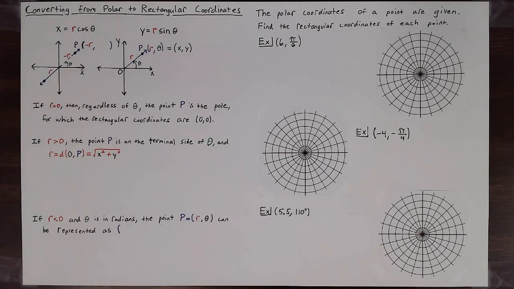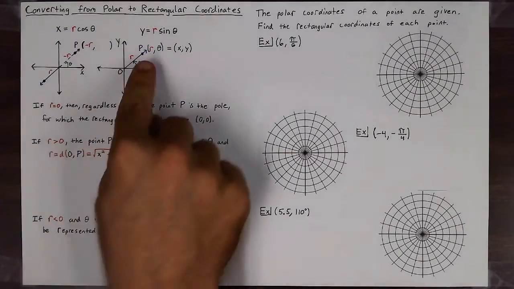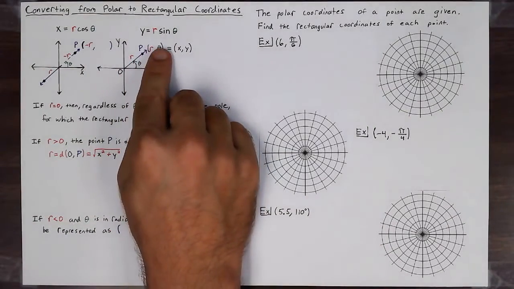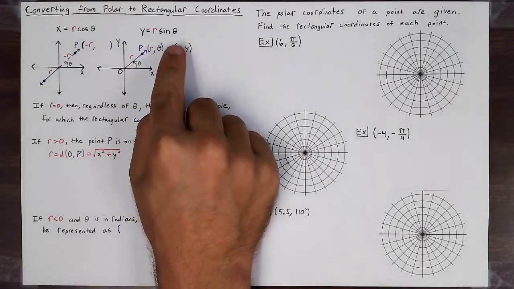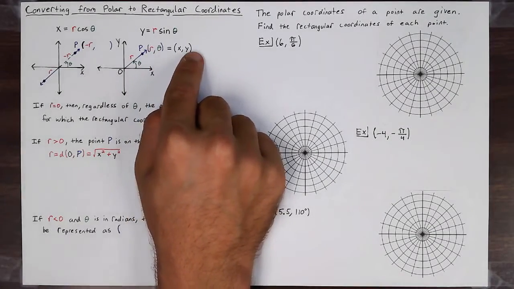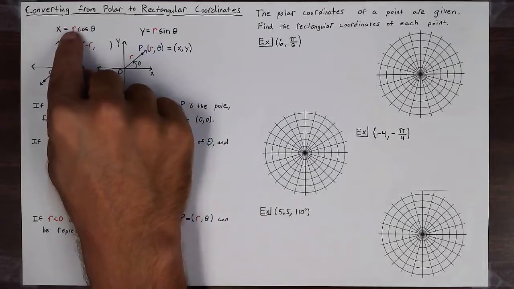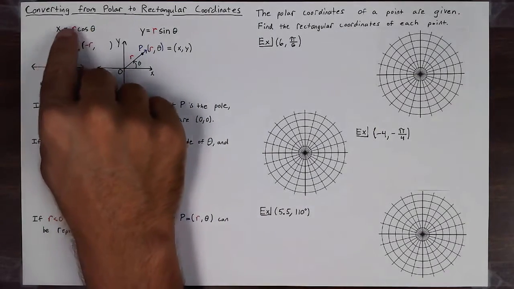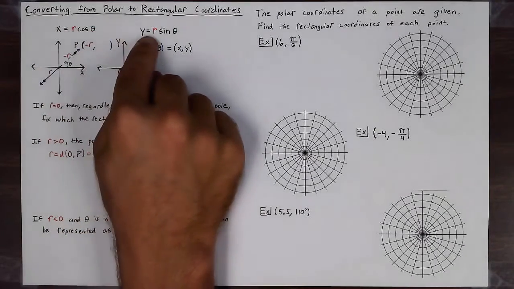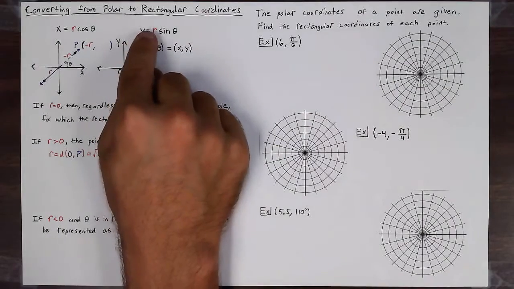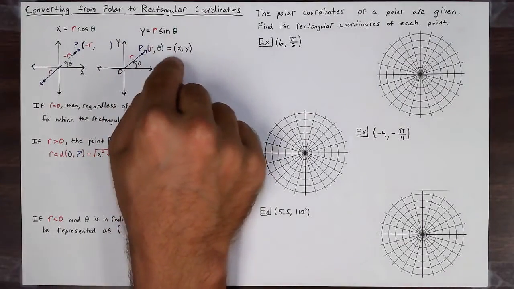In this video, we're going to learn how to convert from polar to rectangular coordinates. So, if we were given a point (r, theta), it can equal a particular point (x, y) by plugging r and theta into this formula for x, which is r cosine of theta, and r and theta into this formula for y, which is r sine theta. We can find that rectangular coordinate.